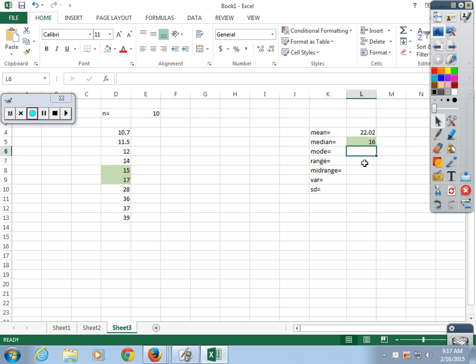The mode, I care less about the mode. I don't even see one. Is there one? No. So you say NA. Range is equal to this guy minus this guy. Mid-range is equal to this guy plus this guy divided by 2.